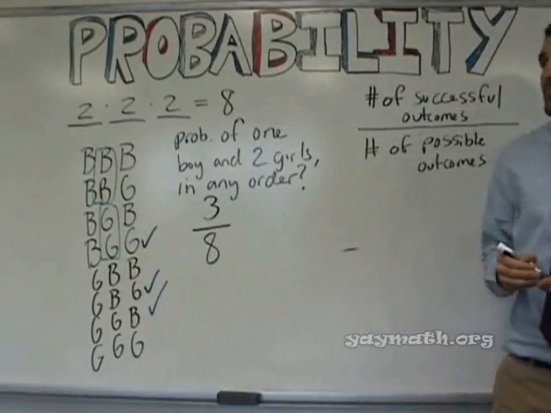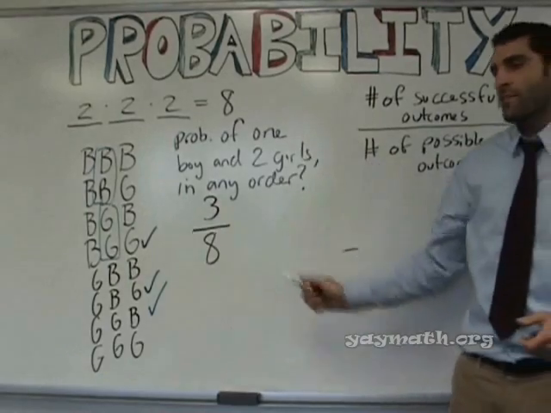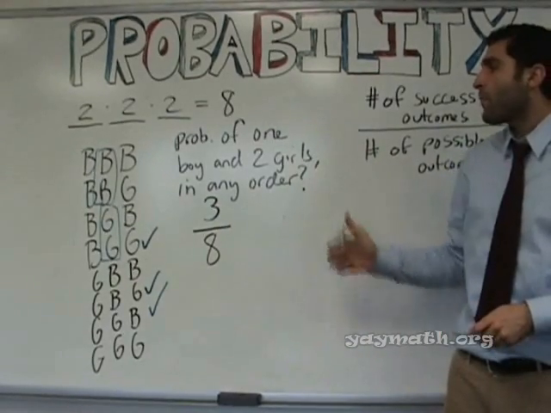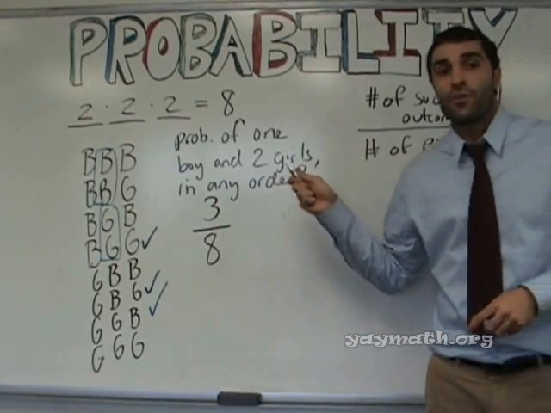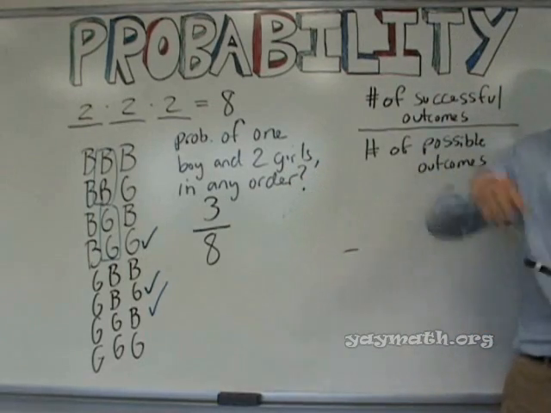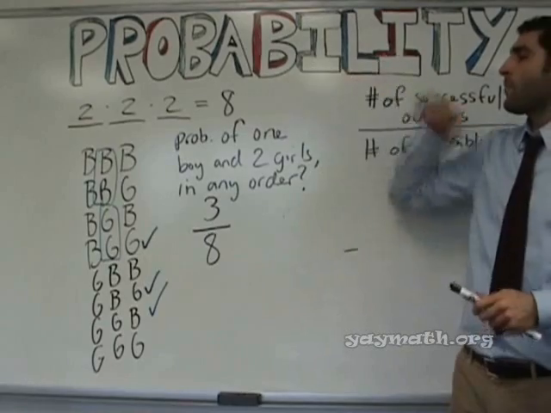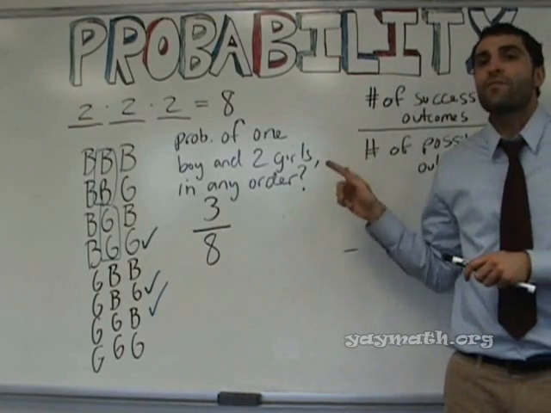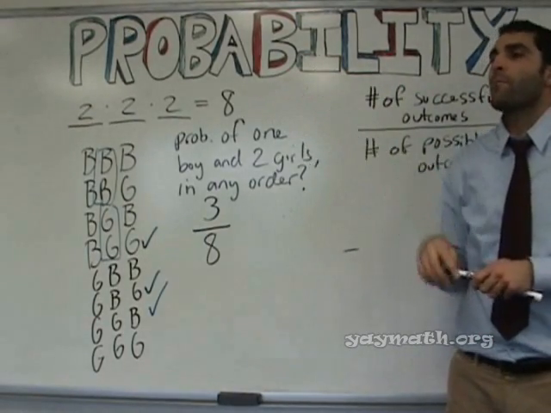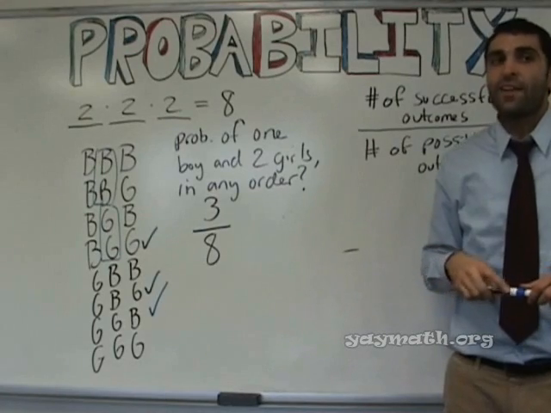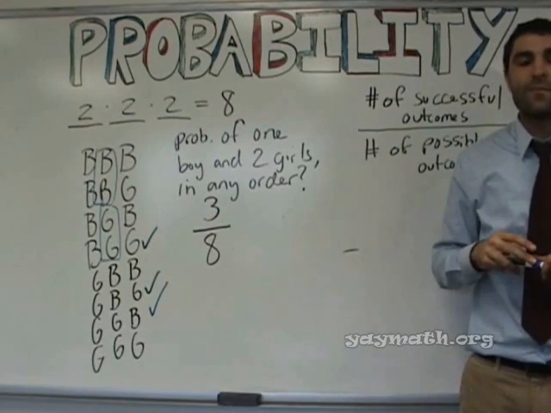All right. Let's alter the question. Probability of 1 boy and 2 girls in that order. Raise your hand, don't call it out. I want to see if you can think. Probability of 1 boy and 2 girls in that specific order. What's the probability? 1 out of 8. What do you mean by that order?